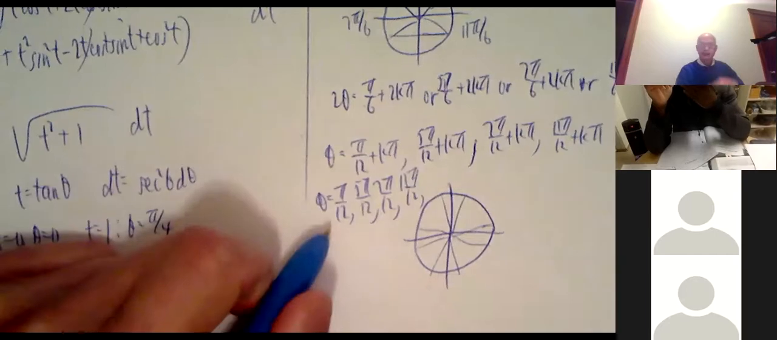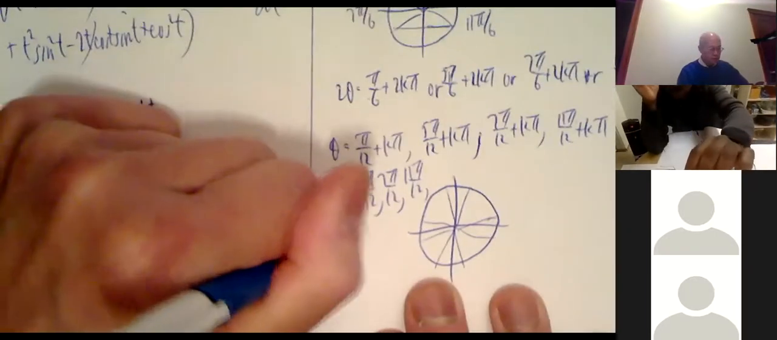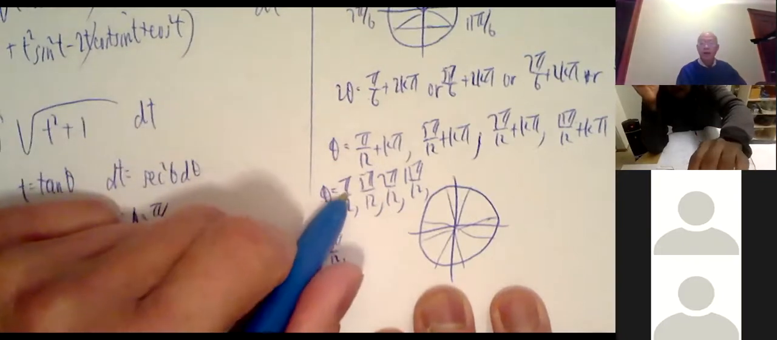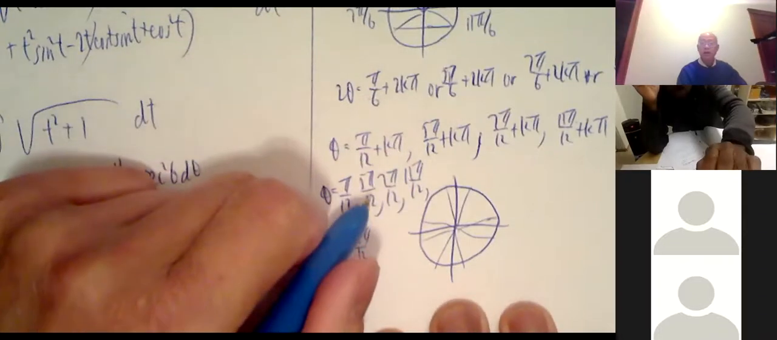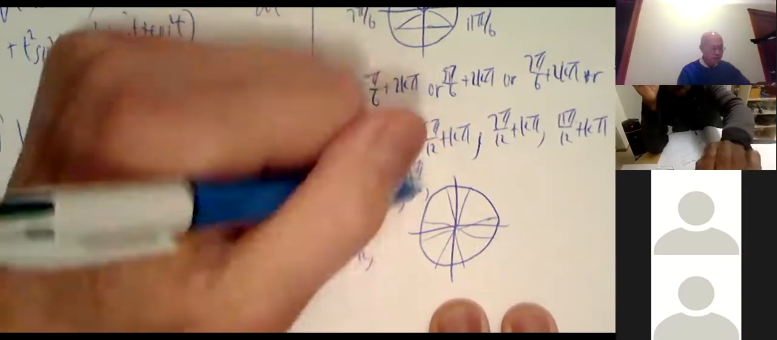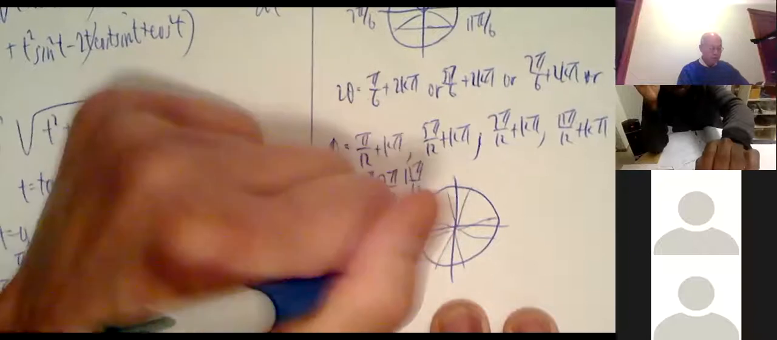Okay, now if I keep adding multiples of pi, that gives me 13 pi over 12, and let's see, 17 pi over 12, and 19 pi over 12, and 23 pi over 12.